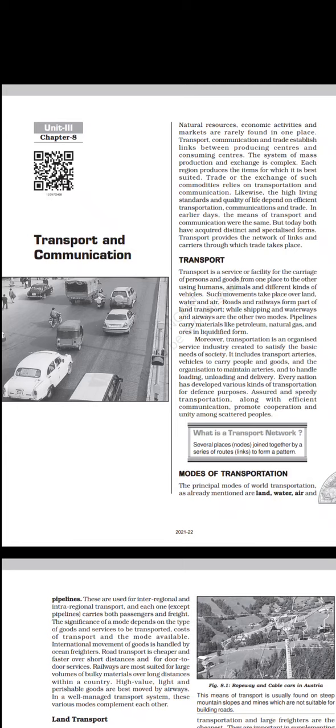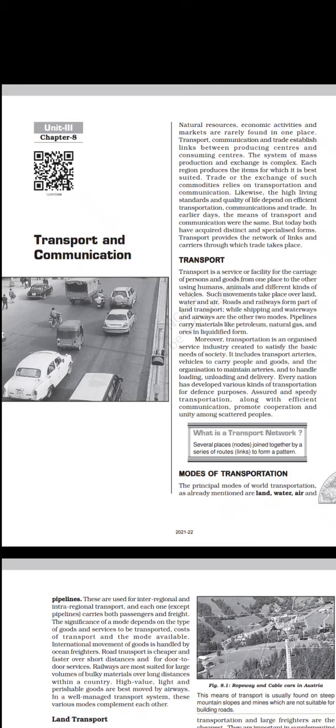Fundamentals of Human Geography, textbook for class 12, Unit 3, Chapter 8, Transport and Communication, audiobook. Take a look at this image. Natural resources, economic activities, and markets are rarely found in one place. Transport, communication, and trade establish links between producing centers and consuming centers.